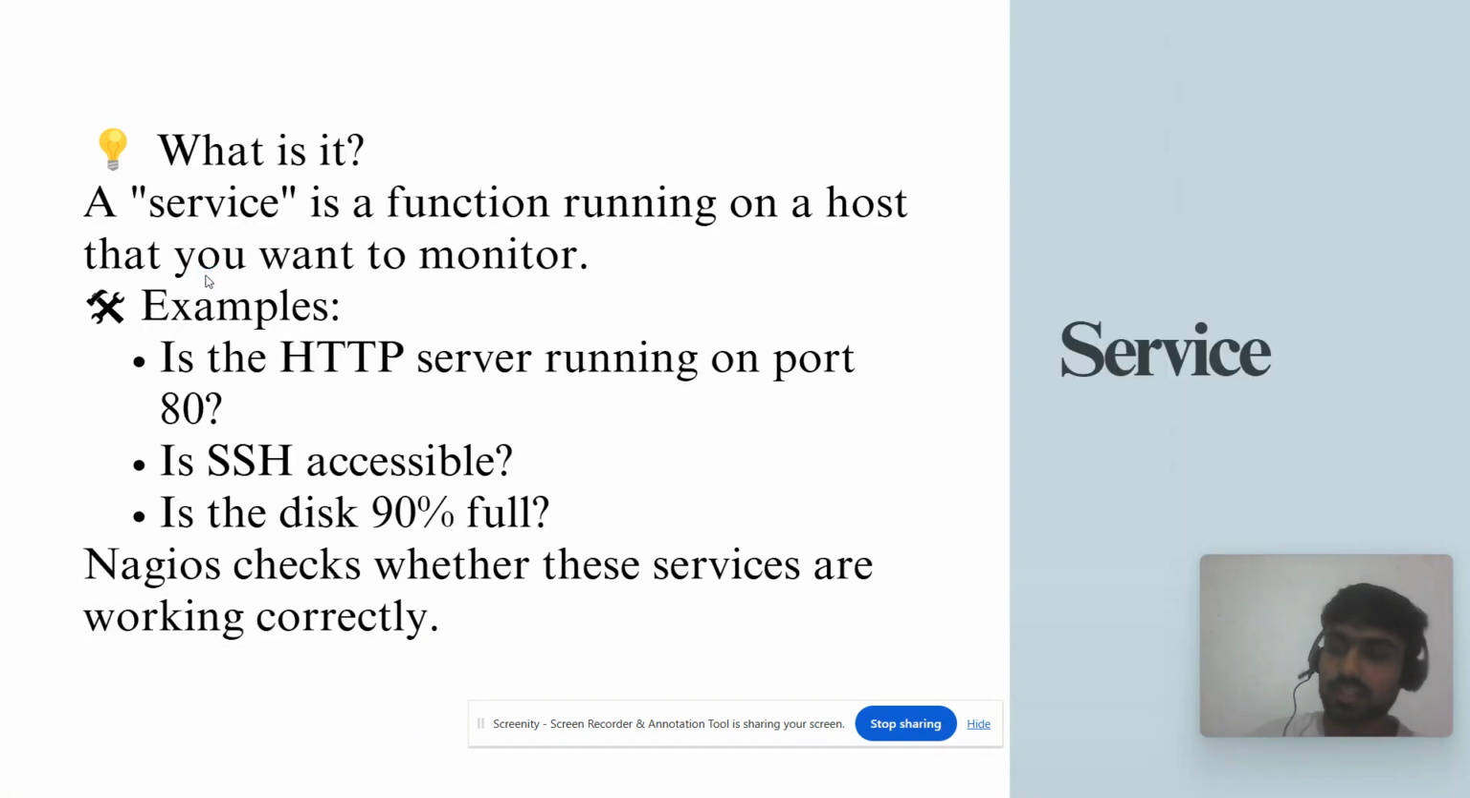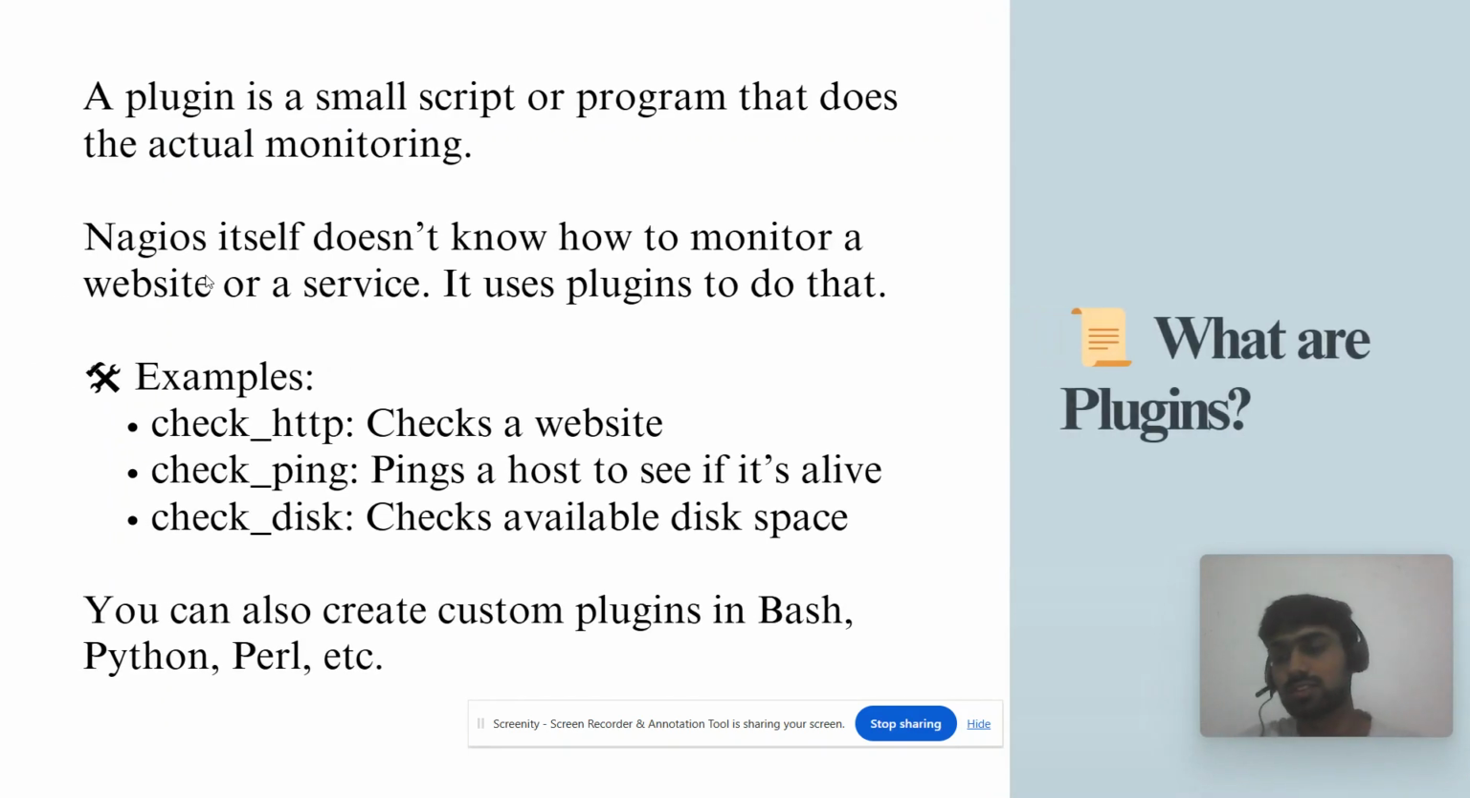Now we will see the next key term, which is plugins, and in the next slide, status codes. Plugins are basically small programs that do the actual checking. Nagios doesn't know how to monitor, it uses plugins to do that. Then there are some examples under that. The first plugin is check_ping. It checks if a host is alive or not.